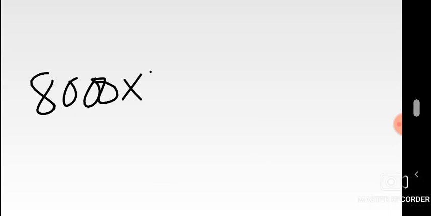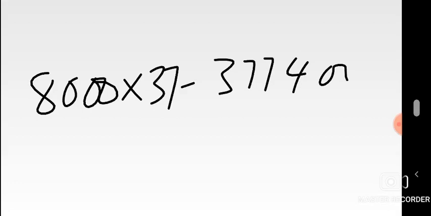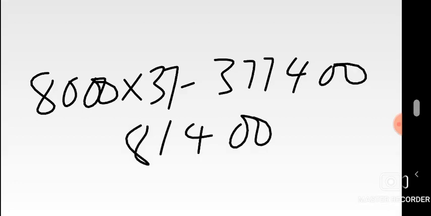Then we put it in the formula: actual hours 8,000 times fixed overhead absorption rate 37, minus budgeted expenditure. Therefore, 81,400. Favorable or adverse?